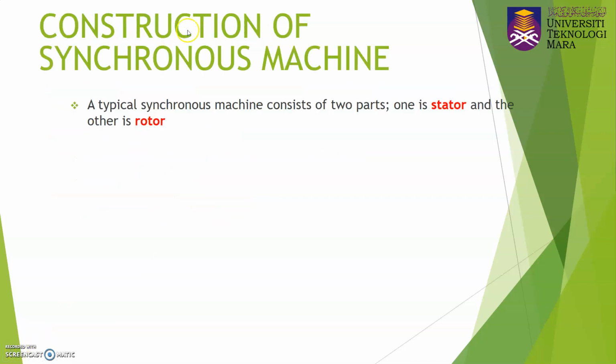In terms of the construction of the synchronous machine, the typical synchronous machine consists of two parts. One is the stator and the other part is the rotor. So it is the same as the induction machine as well.